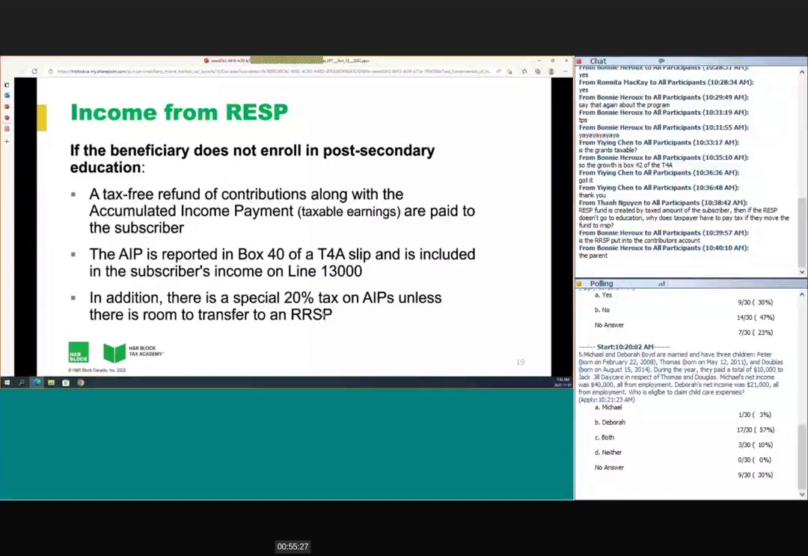This is just offering parity. I mean, if you got a grant, why should you get the grant? You didn't go to school, so you have to pay the grant back. But there's one way around it: if you have room in your RSP, you can transfer the amount of the AIP into an RSP.